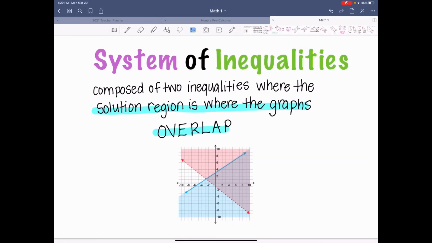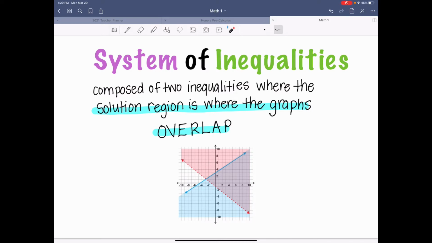All right, for today's lesson, we're going to be talking about systems of inequalities. So you've talked about one inequality where that shows the system where it's shaded. Now we're going to talk about a system that is composed of two inequalities, and the solution region is where the graph overlaps.